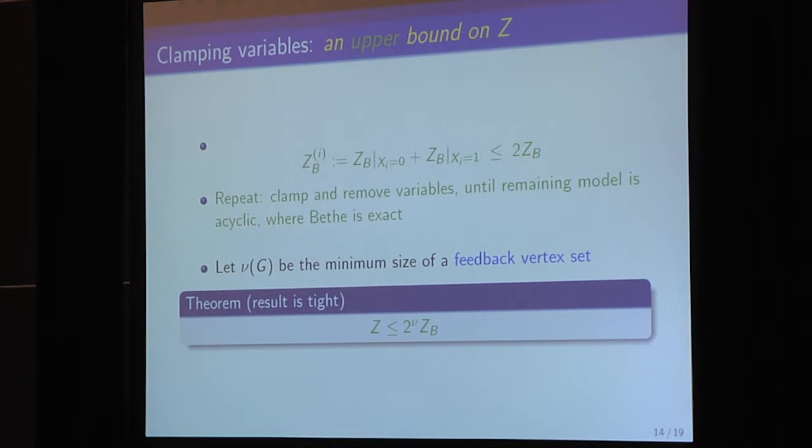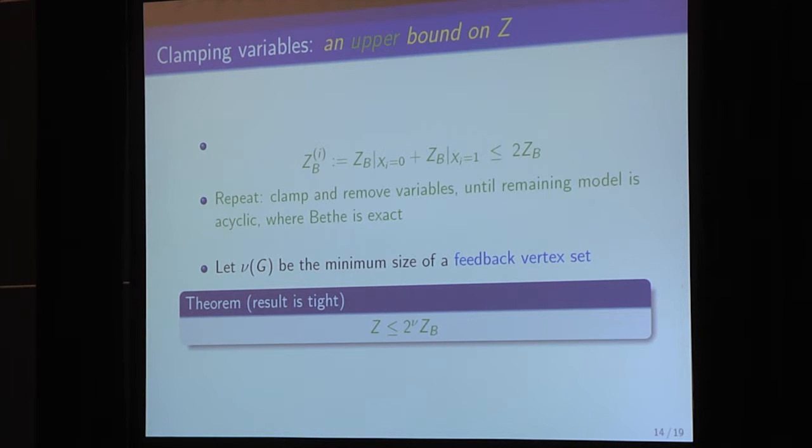Just to review what we've done, we made a simple observation which gave us an upper bound on ZBI. Again, ZBI is what you get when you clamp and sum the approximate subpartition functions. And then we repeated until the remaining model is acyclic, where the beta approximation is exact. And that gave us an upper bound on the true partition function. So can we go the other way? Can we find a lower bound on ZBI to get a lower bound on the true partition function?